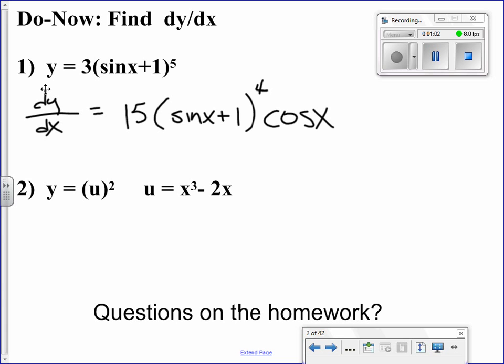Is it the sine of the angle x plus 1? Should there be parentheses around x plus 1? Oh, it's not sine of x plus 1. It's just sine of x. If you don't see parentheses, you're only taking just the x as the angle or the argument. Then this is right. Good job.